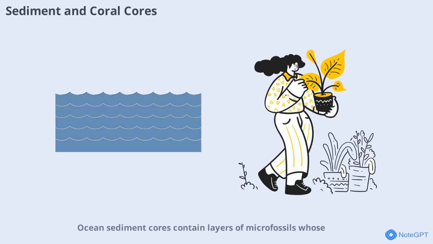Ocean sediment cores contain layers of microfossils whose chemistry reflects past ocean temperatures and ice volume. Coral cores, with their growth bands and chemical signatures, record sea surface temperatures and salinity in tropical regions. These proxies, along with others like cave stalagmites and pollen and sediments, help reconstruct climate over thousands to millions of years, each with its own strengths and limitations.